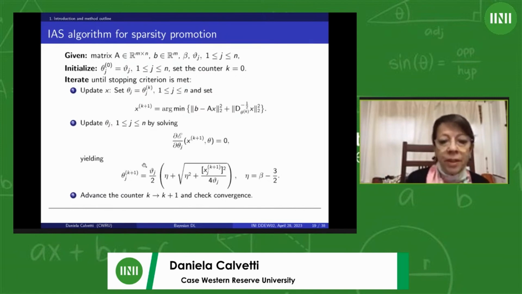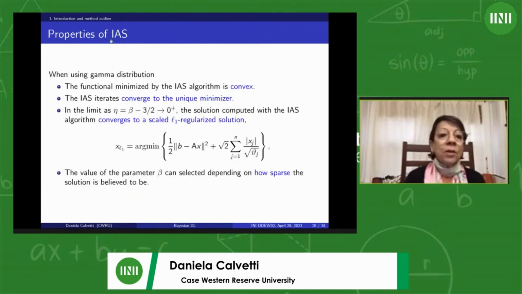We've been using this for probably 20 years, and we call it the iterative alternating sequential algorithm when we're using the gamma distribution to describe the variances. It turns out that the function being minimized is convex. We can prove that it's convex, and that the iterates of this algorithm, EIS, converge to a unique minimizer. And we also have an interpretation of the minimizer in terms of the parameters of the gamma distribution.